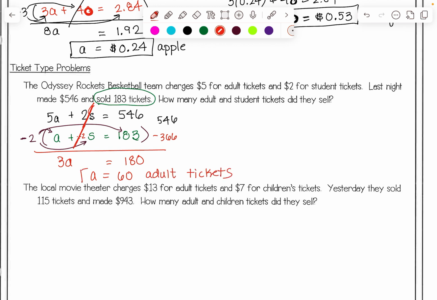You know what to do from here. Go ahead and solve for s. I'm not going to do it for you. You do it. Solve for s. Choose the a plus s is equal to 183 equation. It's the easiest one. And plug this in for a. You can find the number of student tickets.